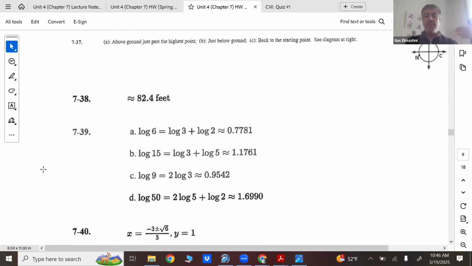15 is 3 times 5. 9 can do 3 squared. 50 can do 25 and 2, but 25 can do 5 squared. And move that 2 to the front. That's how you could do that. Again, not anything I'm asking on a test because I think it's kind of dumb, but just to know you could break it down.